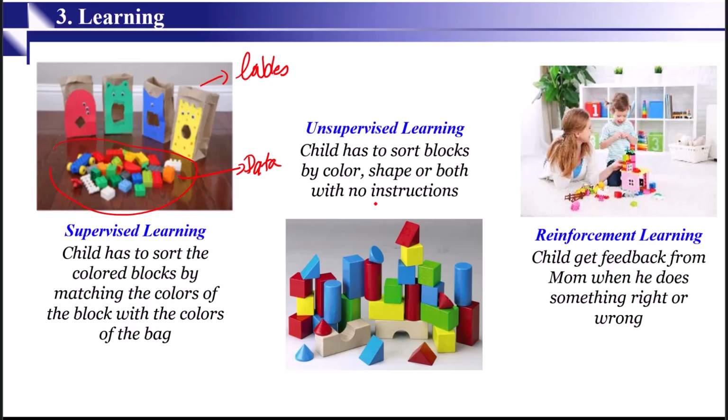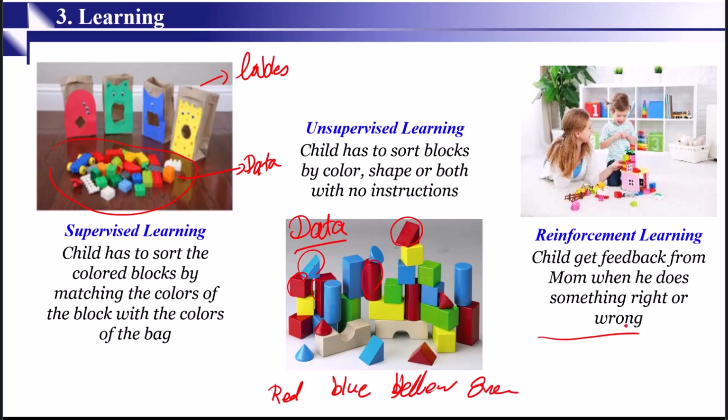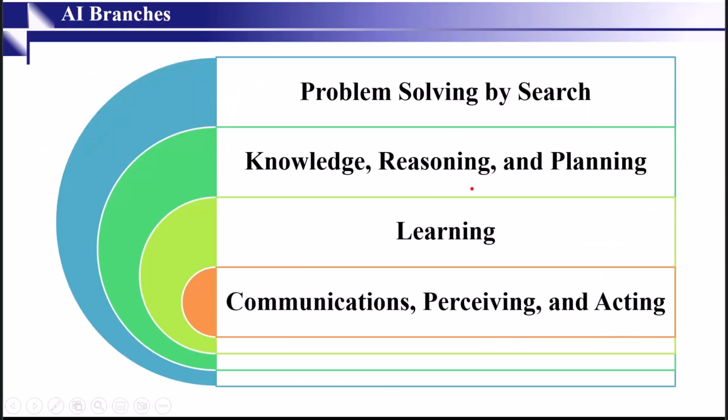But in the case of unsupervised learning, we have data, but we don't have labels. So the kid needs to sort based on color. For example, he first finds red colors, then he sees, okay, this one is not red, it's blue. So we have one cluster of red, one cluster of blue, one cluster of yellow, one cluster of green. But in the case of reinforcement learning, we have a supervisor here, giving feedback to the kid on whether he is doing good or bad. Later, we will study them all in detail.